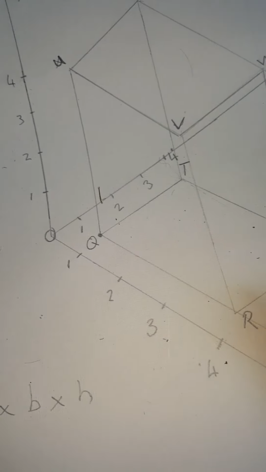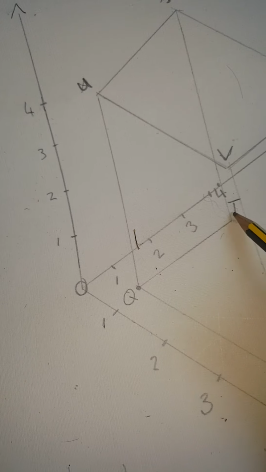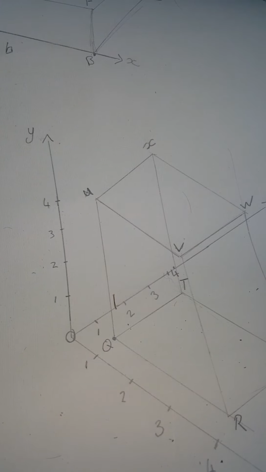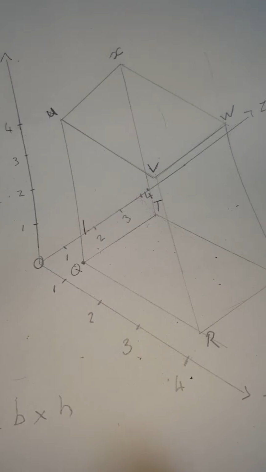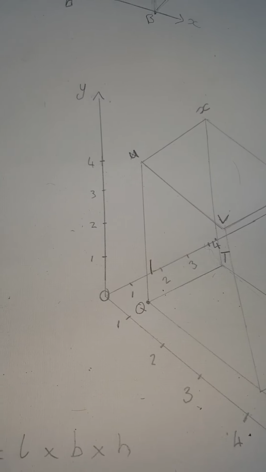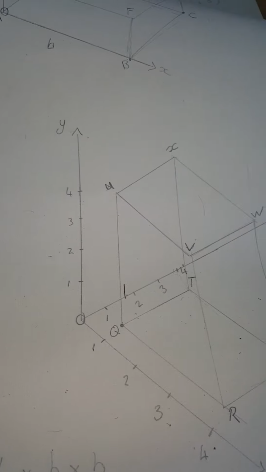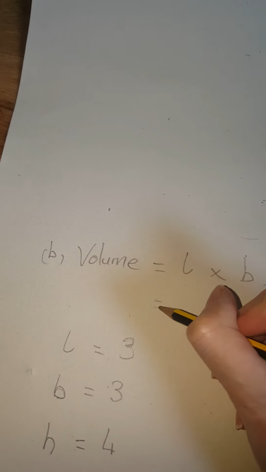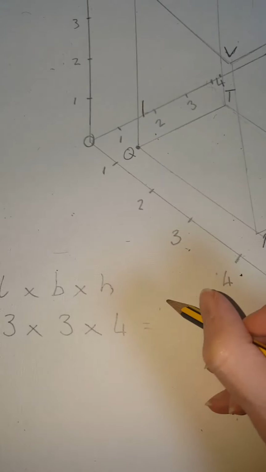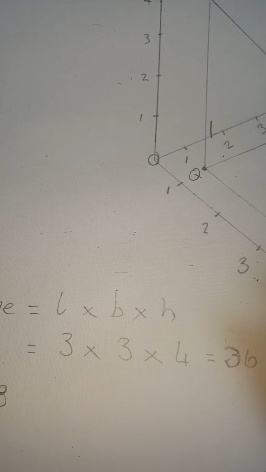Let's call this the breadth, or this one here, maybe easier to see here. Again, it goes from 1 to 4, so the breadth there is 3 as well. It doesn't look like a square, but it's just the way I've drawn it. And the height of the shape goes from 0 to 4, so the height is 4. To work out the volume, I am doing 3 times 3 times 4, giving me a volume of 36 units cubed.